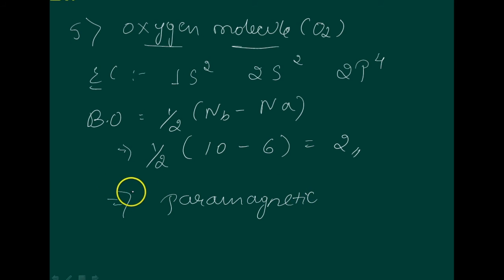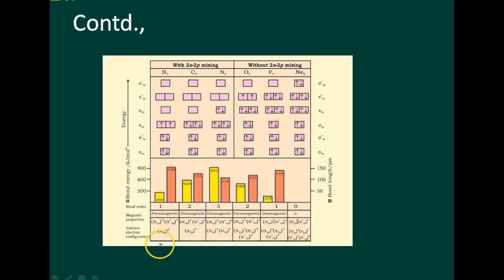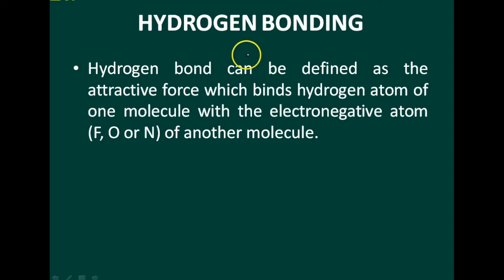This is about the oxygen molecule. Next, this is the molecular orbital occupancy and molecular properties of B2 through Ne2. Okay, this is the figure. And next thing is hydrogen bonding.